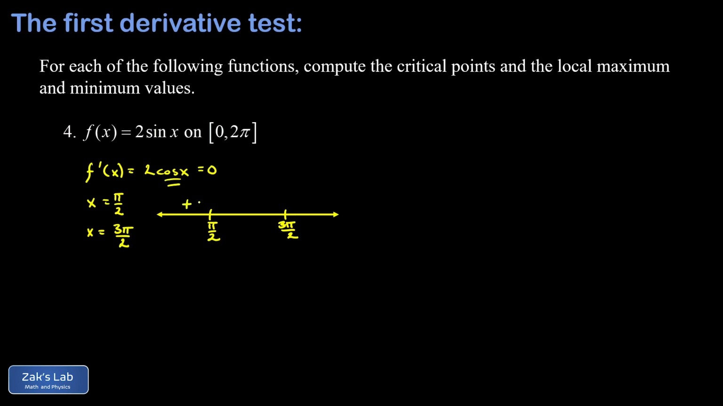Now between pi over 2 and 3 pi over 2, we're on the left half of the unit circle where I have negative x coordinates. In other words, the cosine's negative there. So that's figured out. And then again, as I go beyond 3 pi over 2, I'm in the fourth quadrant.